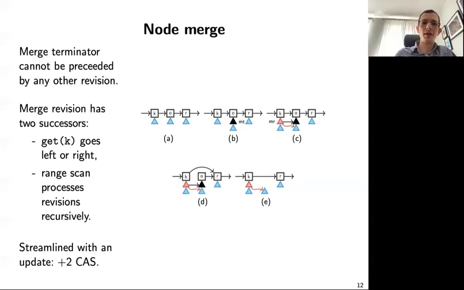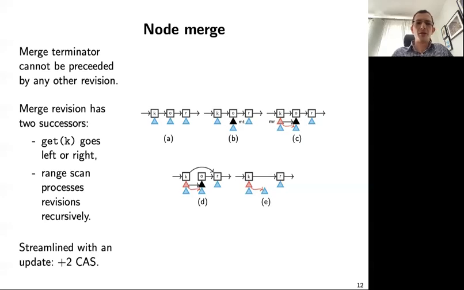Finally, we can garbage collect node O together with the merge terminator. As with a split node, a node merge is also streamlined with an update. It means that we commence a node merge if a potential update at node O, for example, a removal of key P, would result in a new revision whose size is below a certain threshold. These additional compare and swap operations that we need to perform come in step B and D.